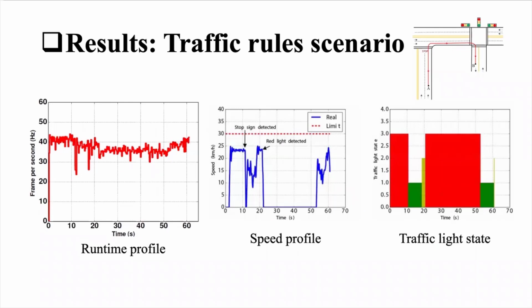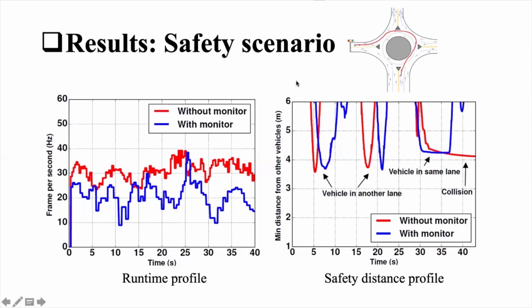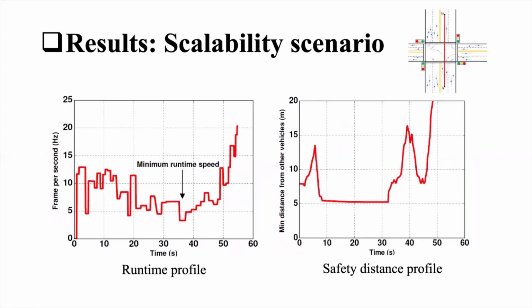In the traffic rule scenario, again, we have promising runtime performance. And also from the speed profile of Ego, we can see how it satisfies all of the traffic rules. In the safety scenario, we have implemented our algorithm once without monitors and once with the monitors. And as you can see, although the without-monitor implementation achieves better runtime performance, the with-monitor implementation is able to always keep a minimum safe distance from all other vehicles in the environment and always satisfy the collision avoidance constraint. In the last scenario, where we have 121 other vehicles in the environment, we desire to show the scalability of our algorithm. And as you can see, our algorithm is still able to have a good runtime performance and always keep a minimum safe distance from all other vehicles in the environment.